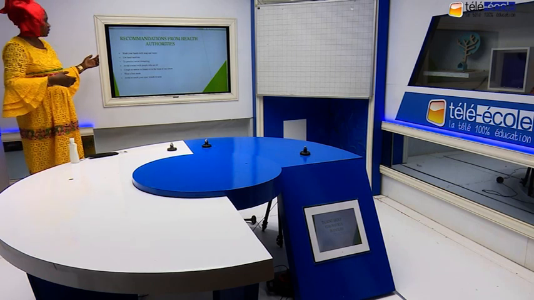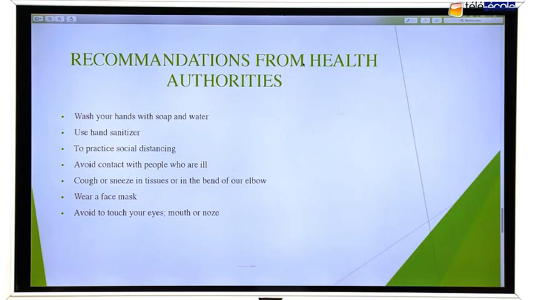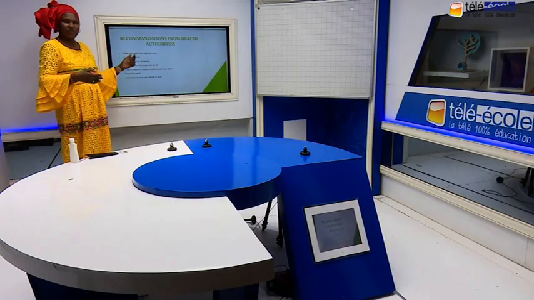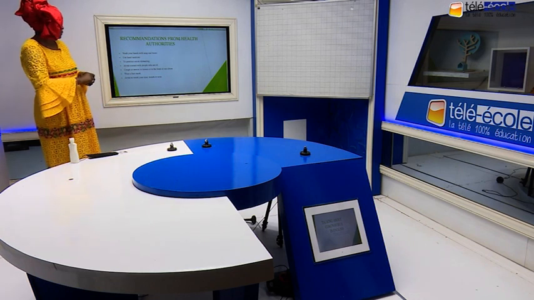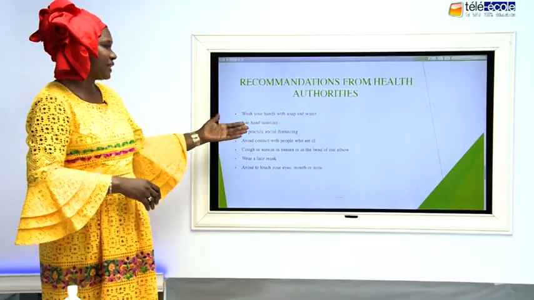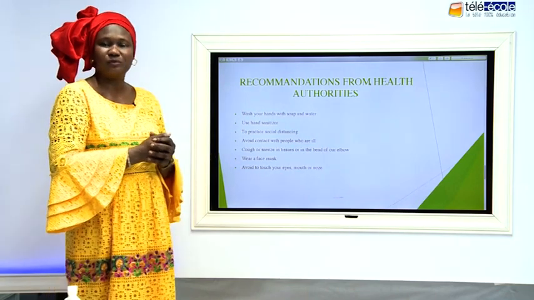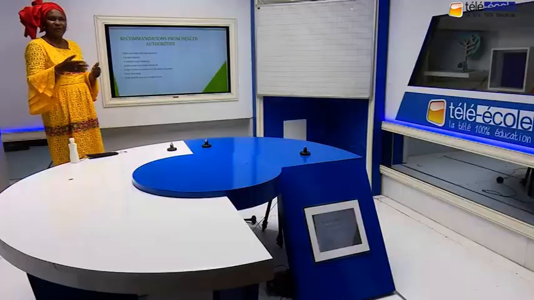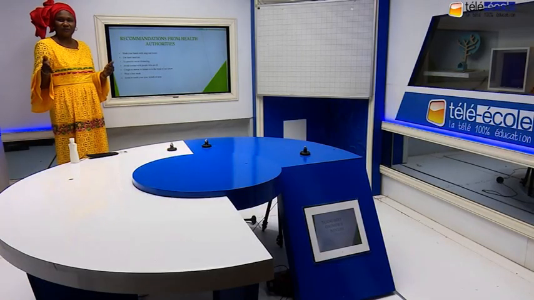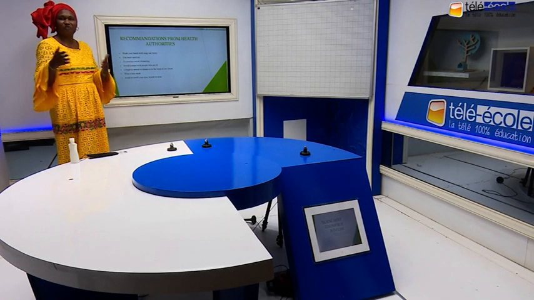Next is to practice social distancing. We've already talked about social distancing. It means to keep away from each other. Avoid contact with people who are ill, quite clear. That's why when people are at the hospital, you can't go to visit them.